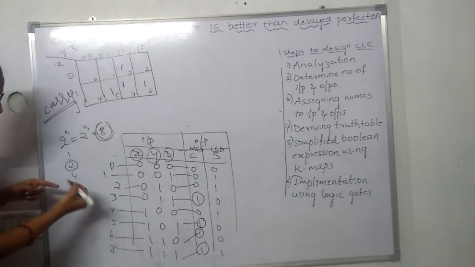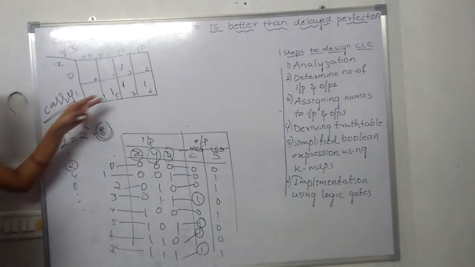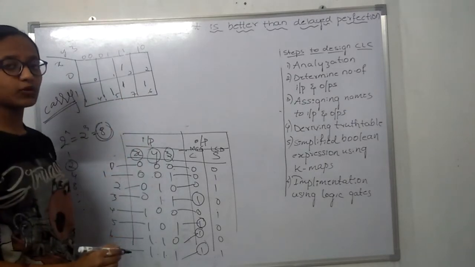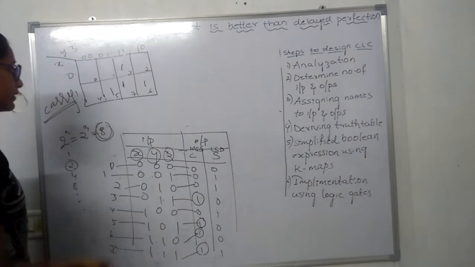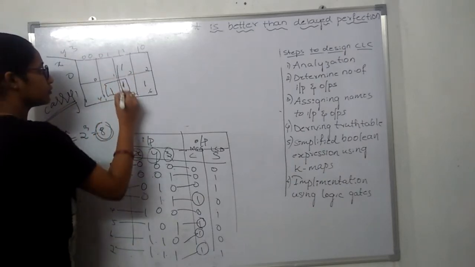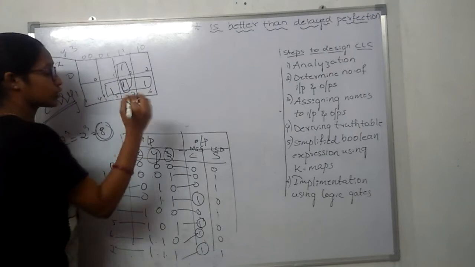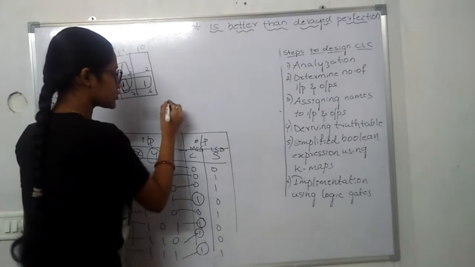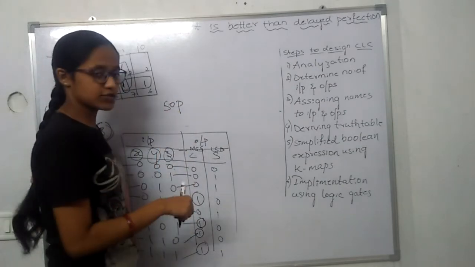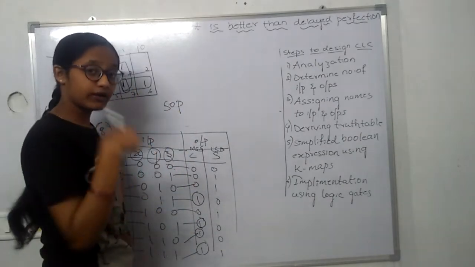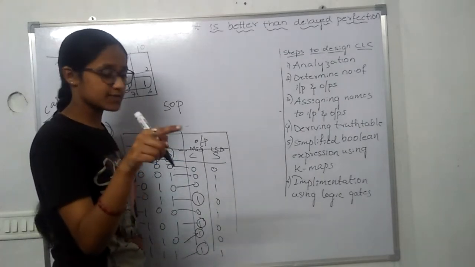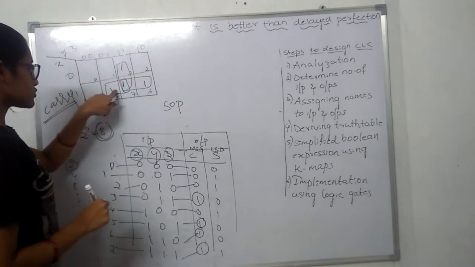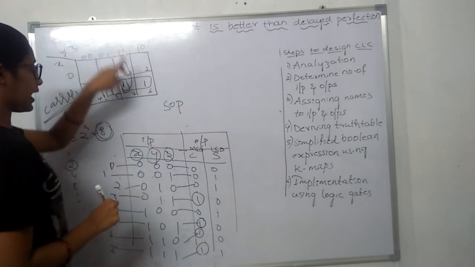But let's see another, a group of 4. Here we cannot group 4. We can group only 3, so maximum grouping is not done here. So we take only 2, 2 and 2. So we get 3 terms. As I am taking SOP, I am representing in 1. If I were taking POS, that is the max terms, I would take zeros. Okay, so the 1s are grouped.